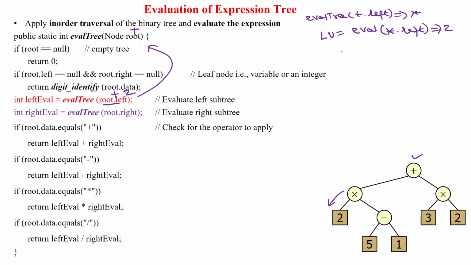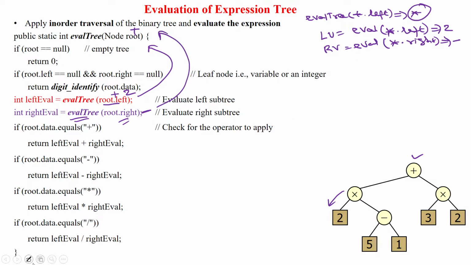Then next one, root dot right. So what is the root here? Plus, sorry, multiplication mark is the root, right? So right value we have to find out. Evaluation tree of multiplication mark dot right. So multiplication mark dot right we are having here minus, so the symbol minus, right? So now we are having the minus here. Again we are calling the evaluation tree here.